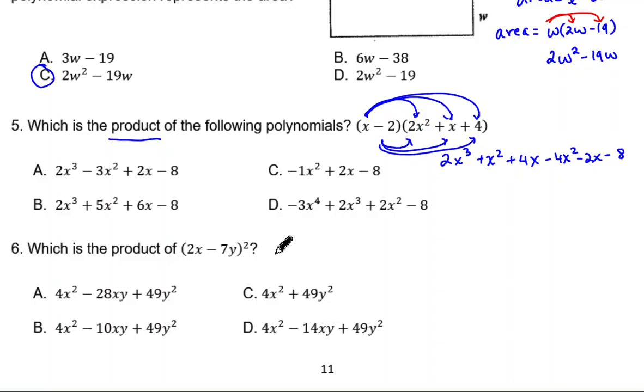All right, and then here we just have to combine our like terms. So x squared minus 4x squared, those are like terms, and then 4x minus 2x are like terms, and there's no other like terms. So I'm going to bring that down, 2x cubed minus, so 1 minus 4, that's negative 3x squared. 4x minus 2x is positive 2x, and then you have minus 8. Looks like it's A.